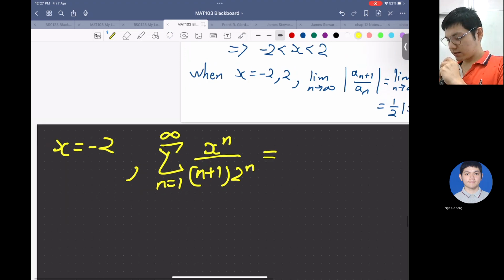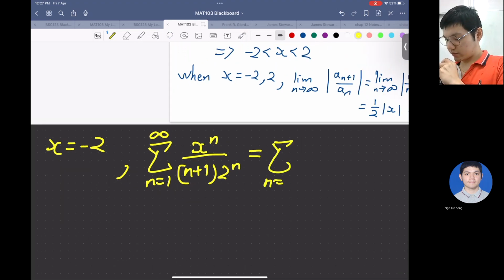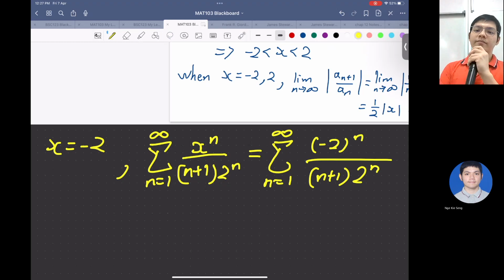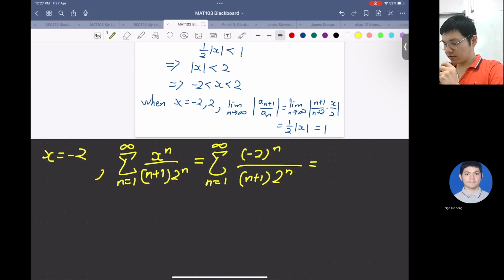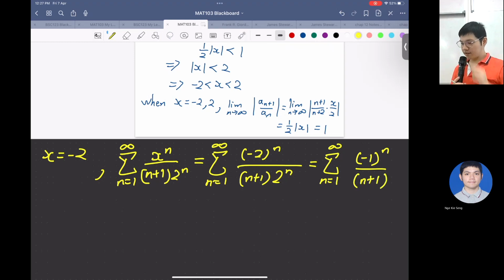So let's substitute this x in. What do we get? We get this series here. What's this series? An alternating harmonic series. Good, because if you cancel the 2 out, we're really left with the alternating 1 over n plus 1. And this alternating series starts from 2.